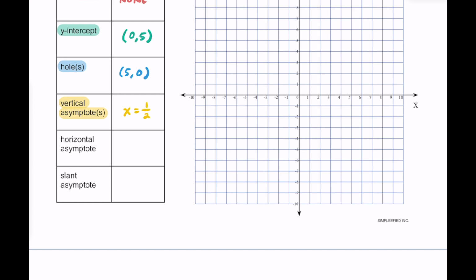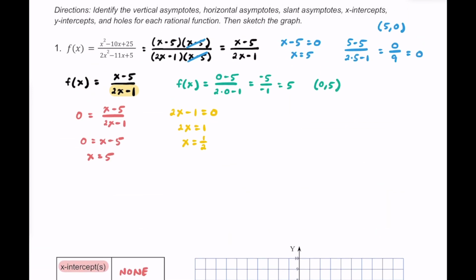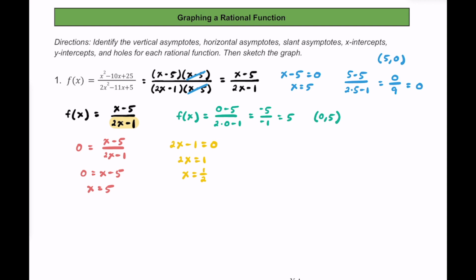All right, what about the horizontal and slant asymptotes? Let's take a look at the horizontal one first here. We're going to have either horizontal or slant. So let's see what's going on here. For the horizontal one, we have to look at the degrees of these expressions in the top and the bottom. Notice how the top leading term has a highest degree of 2, and the denominator also has a highest power of 2, so they're tied. Whenever they're tied like this, you just take the ratio of their leading coefficients.